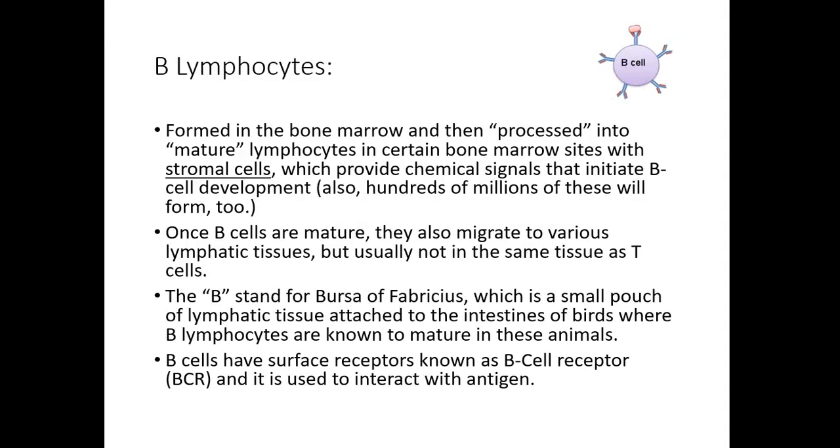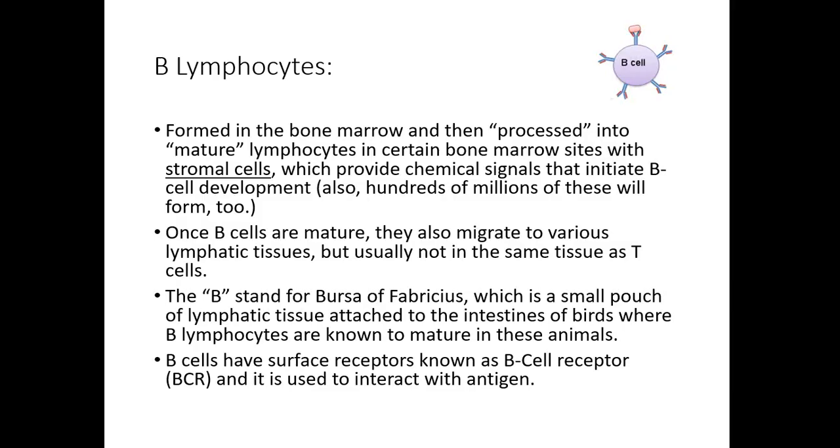Now let's do a little review on the B lymphocytes. As we discussed with the T lymphocytes, B lymphocytes also have to go through a maturing process. So they do this in the bone marrow. They get into the bone marrow and there's sites which contain stromal cells, and those stromal cells are going to provide those chemical signals, etc., that are going to initiate B cell development and ensure that only the proper B cells are going to maturity.